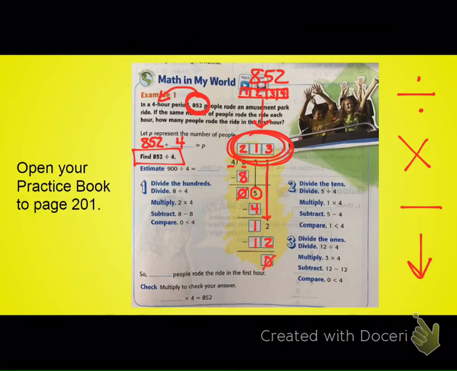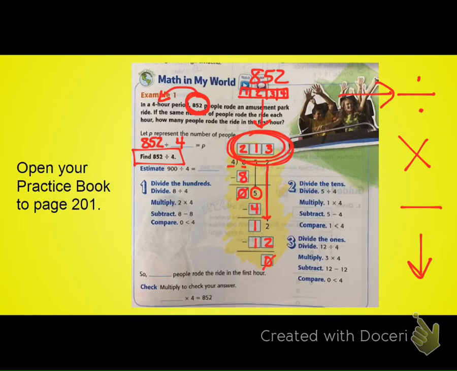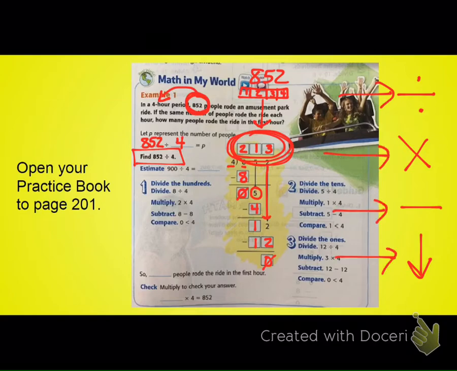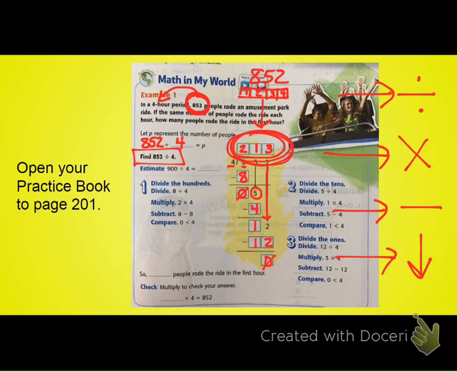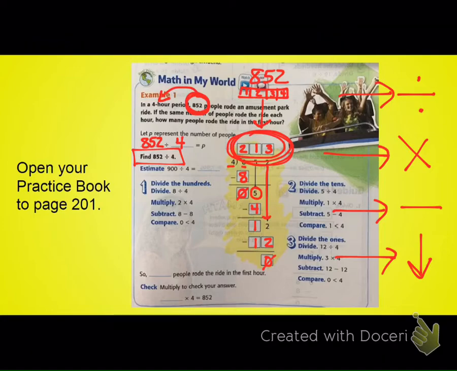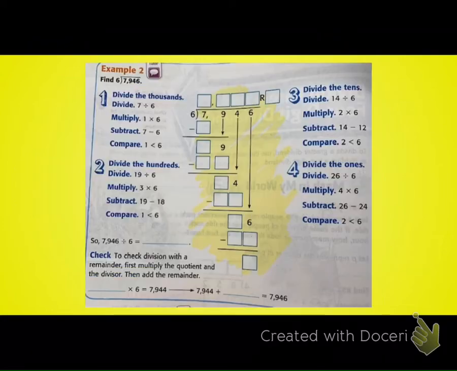You all can do that, following those steps. Divide, multiply, subtract, bring down. Instead of doing it 1 time or 2 times, we may have to do it 3 times. It's just those steps. That's the only difference. All right, so let's take a look at this next problem on the next page.